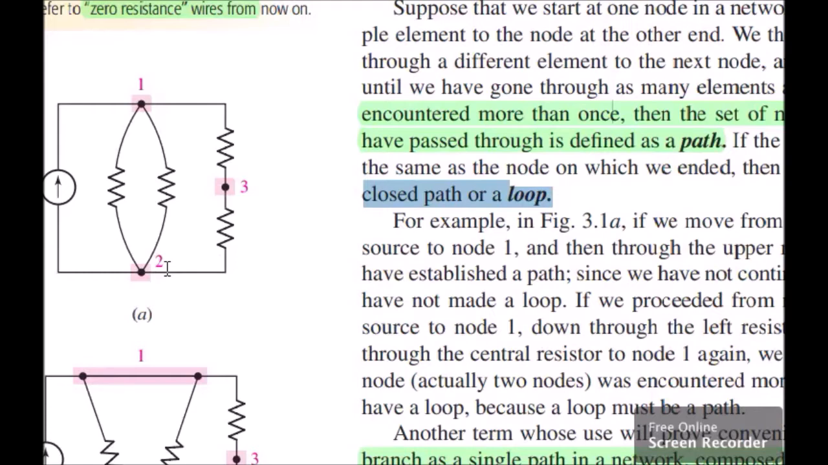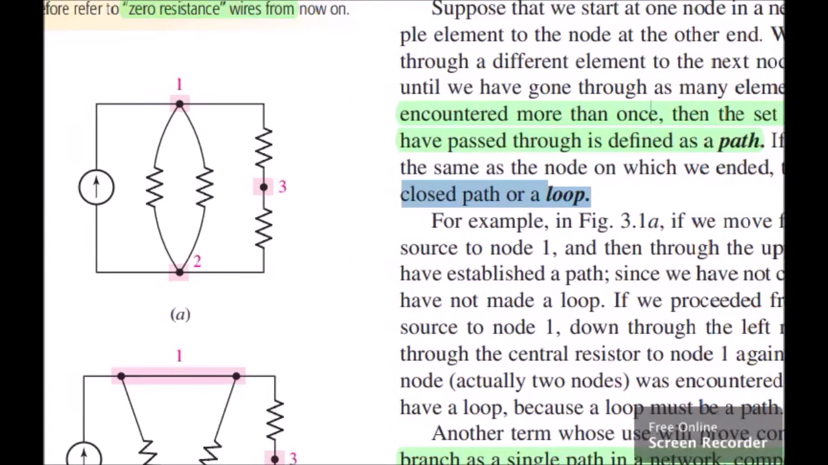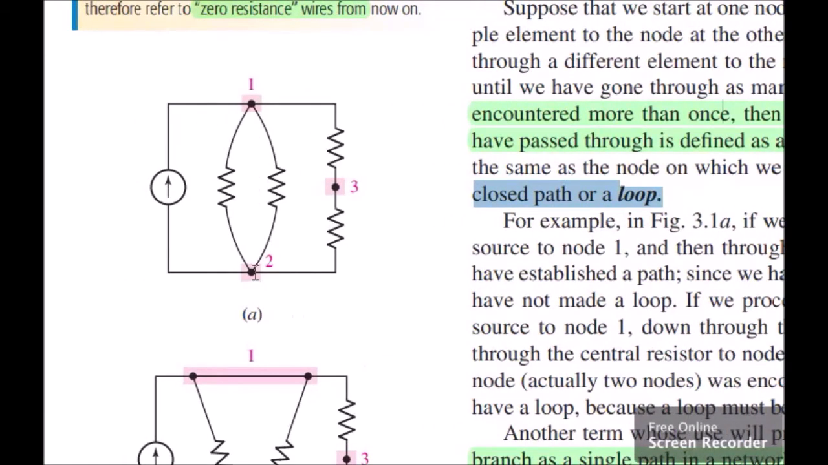Kapag no node is encountered more than once, that is a path. Alright? So another example of loop. Say for example, I'll start here and then I go right here on this element, another node, another resistor, a node, a resistor, and go back here. What is that? Is it a loop or a path? That is a loop. Okay? Because doon ako natapos kung saan ako nagsimula.